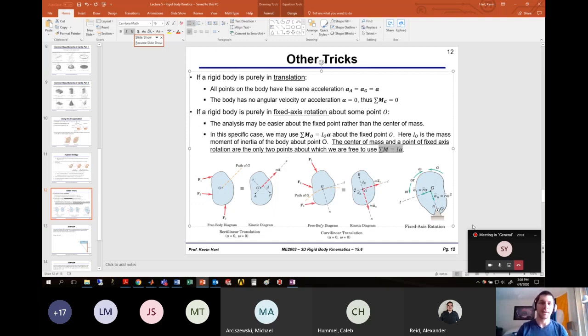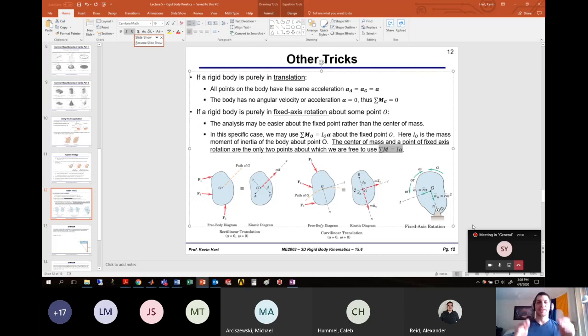I was a little bit hesitant to even talk about this because most of what we're going to do in this class is analysis at the center of gravity, and it typically just ends up being easiest when you do that. But there are some situations where, if you have fixed axis rotation, things are much simpler if you do analysis about that fixed point. So against my better judgment, I'm going to give you that little piece of information.